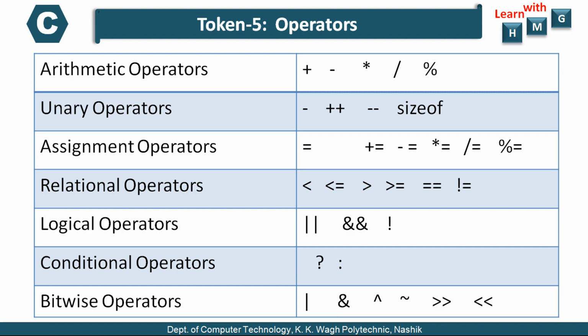Then unary operators. These operators operate on a single operand, that's why they are known as unary operators. The first is the negation operator, which is used to change the sign of an operand, that is plus to minus or minus to plus. Plus plus is called the increment operator, which increments the value by 1. Minus minus is called the decrement operator, which decrements the value of a variable by 1. Sizeof is the operator used to find the size of a data type or variable in terms of bytes.